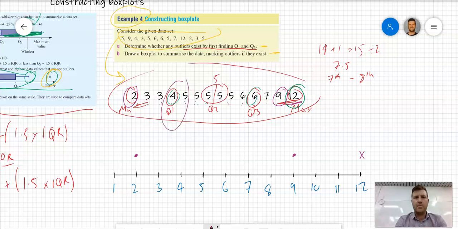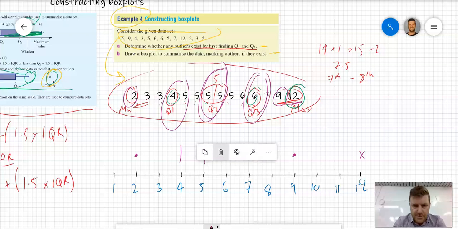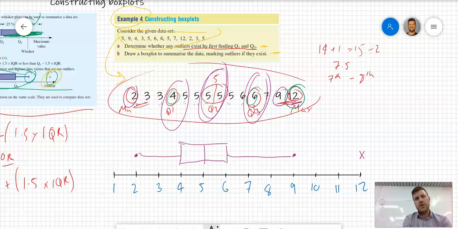And then my Q1, my Q2, my Q3 form the box. So Q1 is 4. Draw a line there. Hopefully, guys, you're using a ruler. Q2 is 5. And Q3 is 6. Oops. Let's get that line back. Q3 is 6. And just draw that box. And extend the line from the box to those whiskers. And there you have it. Box plot for this set of data.